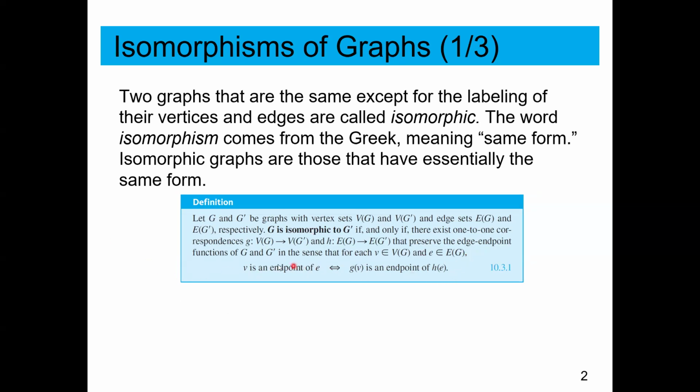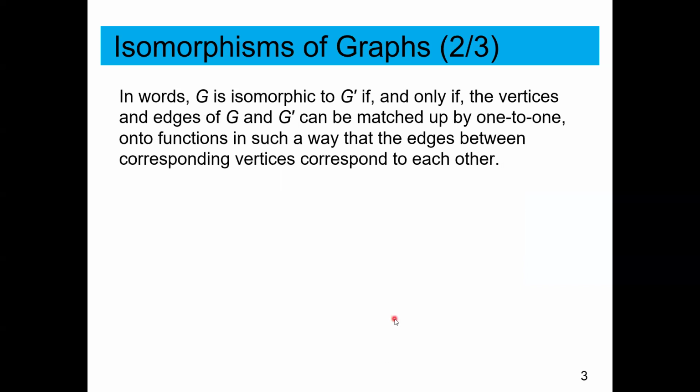That's what it's trying to say here: match up the vertices, and then the edges also have to match up by the same function that we're using. So G is isomorphic to G prime if and only if the vertices and edges can be matched up by a one-to-one function, in such a way that edges and vertices correspond to each other.